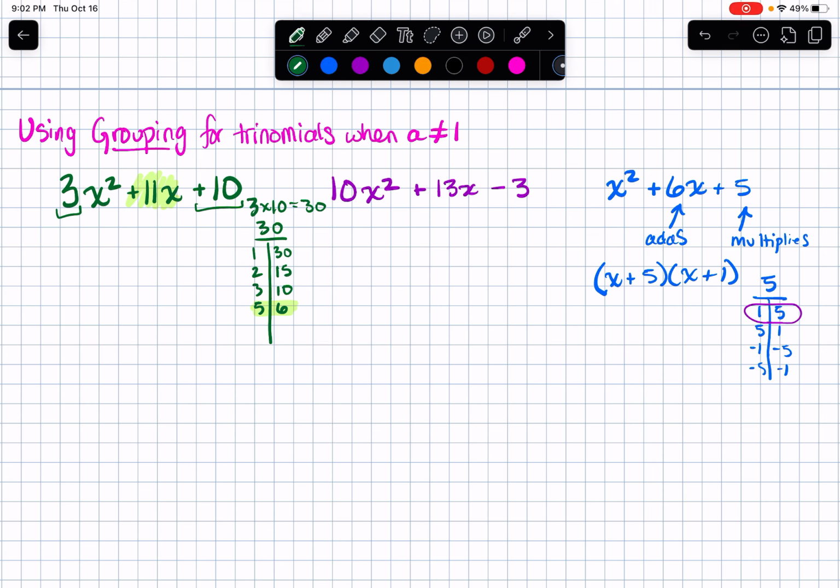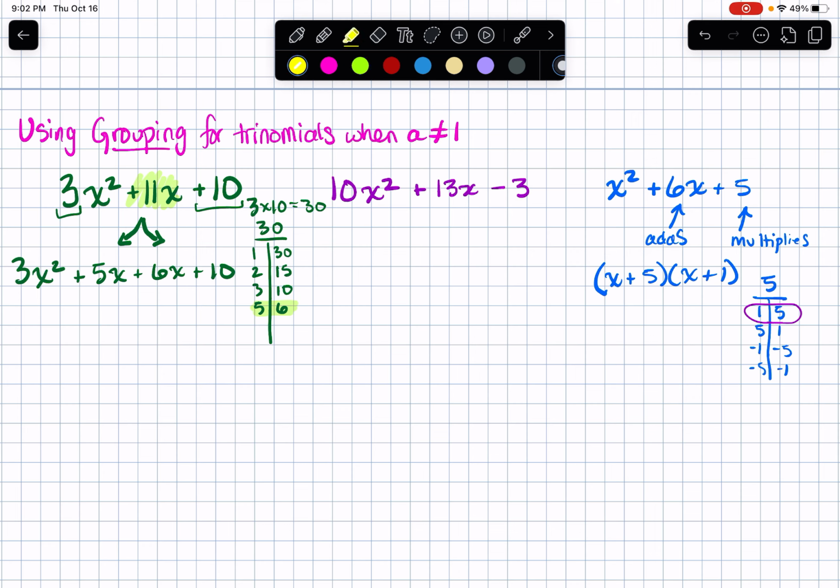5 and 6 will allow me to factor by grouping if I split my linear term into a 5 and a 6. So I'm going to rewrite my quadratic as 3x squared plus 5x plus 6x plus 10. I didn't do any factoring. I just said, okay, I found my magical pair. I'm going to split that linear term into 5x and 6x. It doesn't matter which one I put first. I can put the 5x first or the 6x first, and we'll see that the grouping will work either way.